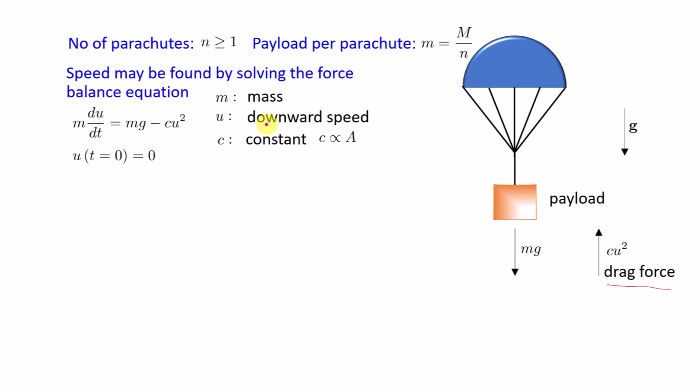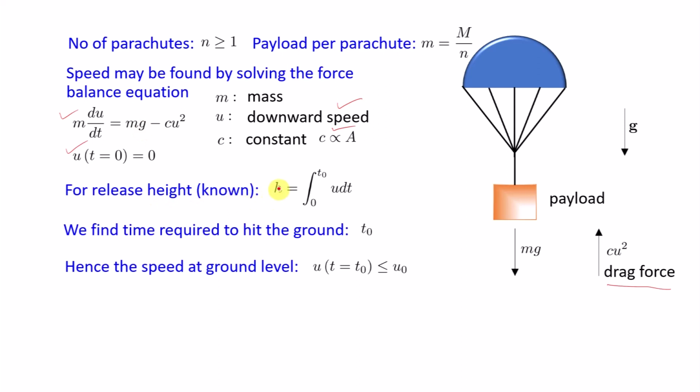Here m is the mass and u is the downward speed, and c is a constant which is proportional to this area. So when we say it's constant, it means that it doesn't change with t, that is what we have assumed here, but it may vary with the area, that means the design of the parachute. To solve this differential equation, we need an initial condition, and that initial condition is u at time t equals 0 is equal to 0. So we know the release height, that is h, that equals the integral from 0 to t0. T0 is when it will hit the ground.